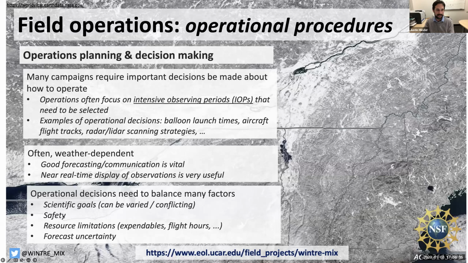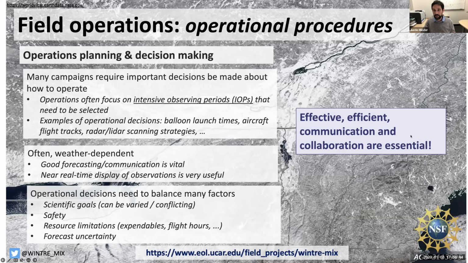You might ideally want to go out and make observations for 36 hours, but that might not be safe to ask your team members to do, so you might need to constrain your operations based on that. As well as resource limitations. You might only have so many radiosondes that you can launch, so you need to be careful in how you dole them out. Or you might only have so many flight hours allocated or budgeted on your aircraft. And you might have to do this all in the face of uncertainty. With the weather, we never know for sure what's going to happen. There's often uncertainty in the forecast, and you need to factor that in as you're making these decisions.